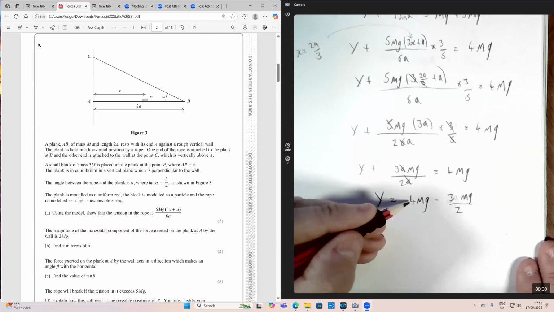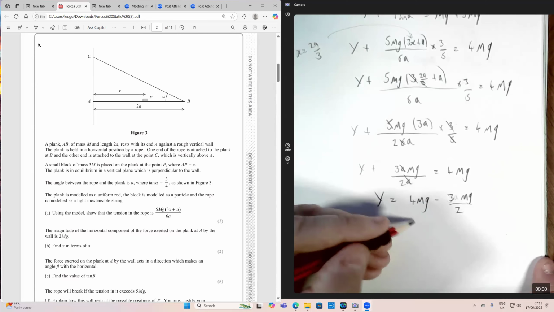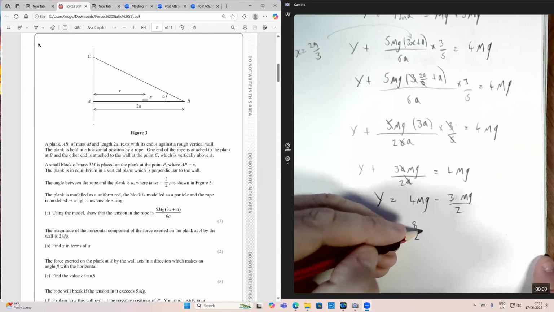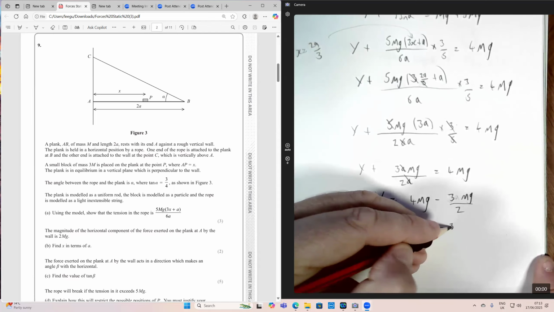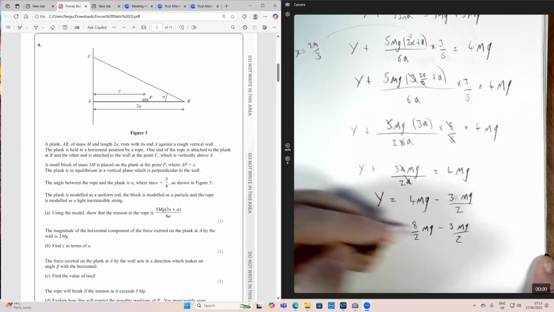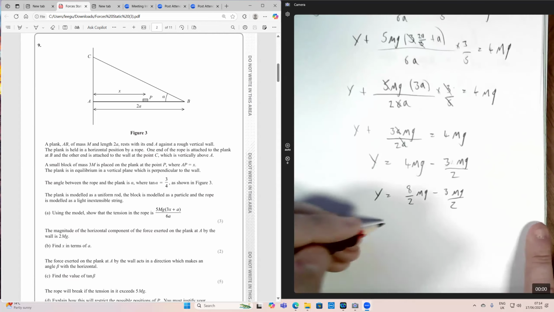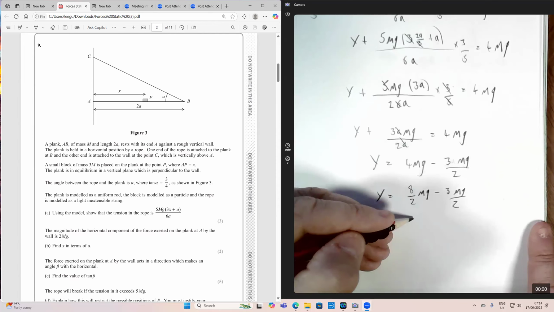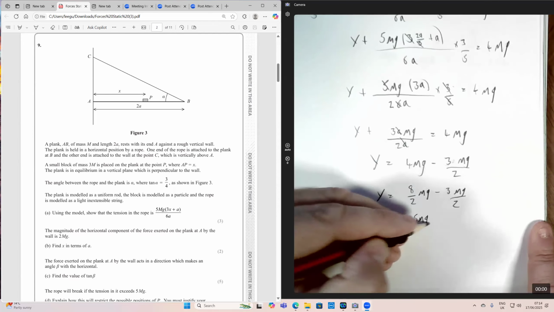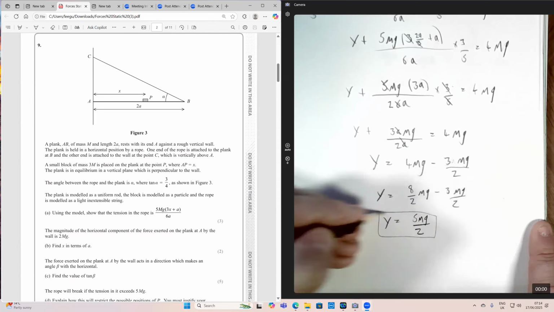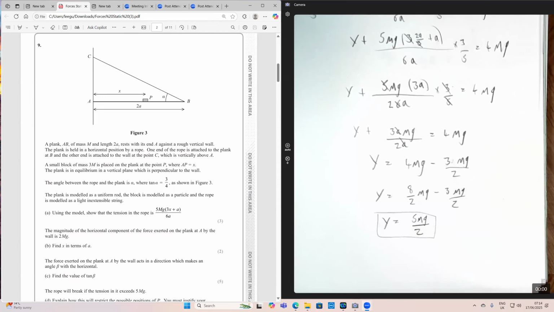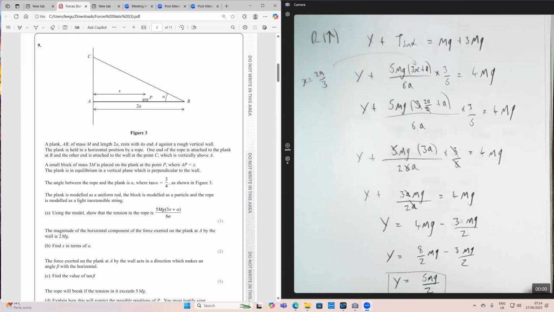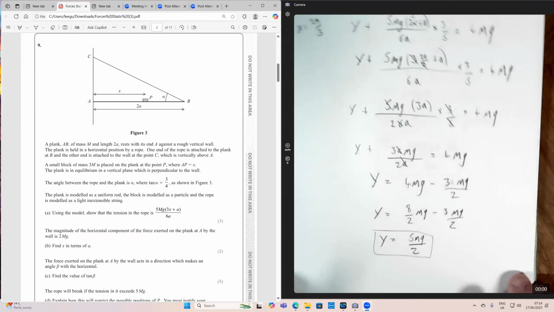So basically we can think about this one as being like 8 over 2. So 4mg can be thought of as 8 over 2mg to get a common denominator. And now when we combine that, that's going to give us 8mg minus 3mg is going to be 5mg over 2. So we found our 5mg over 2 is our vertical component, okay, by combining all of that. Perfect, that's good. So far so good.